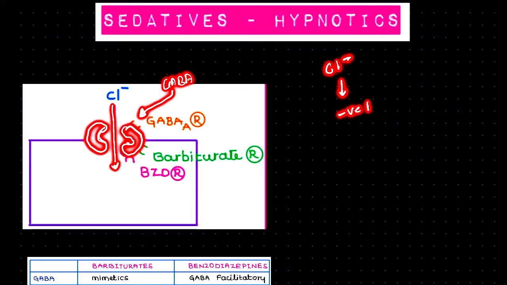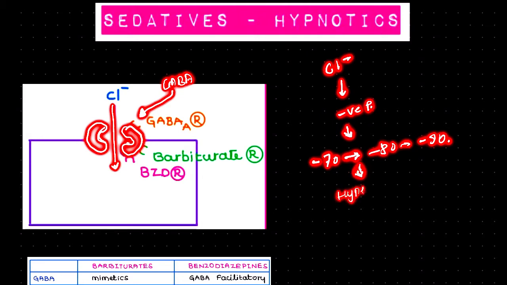This negative potential development will cause the normal resting potential to go from -70 all the way to -80, -90, like this. And it will be the condition in which our cell membrane is hyperpolarized.